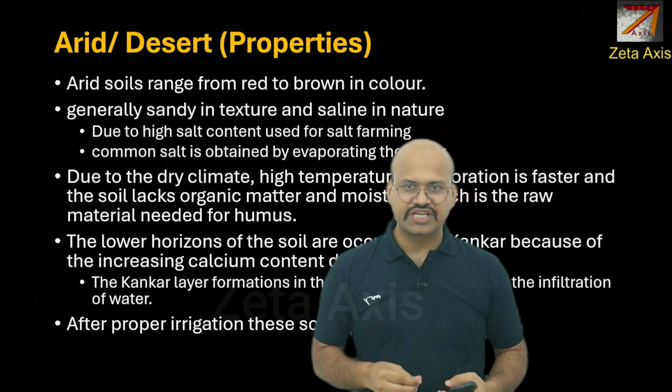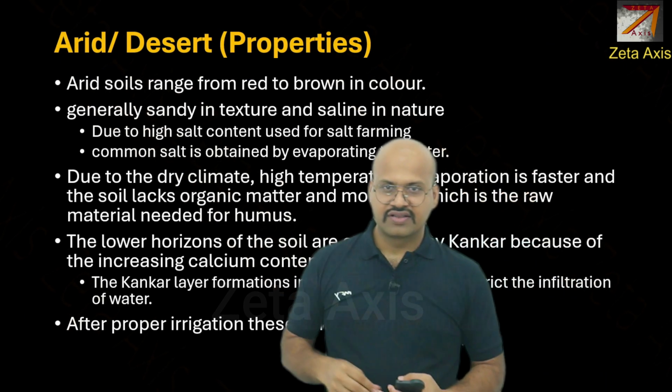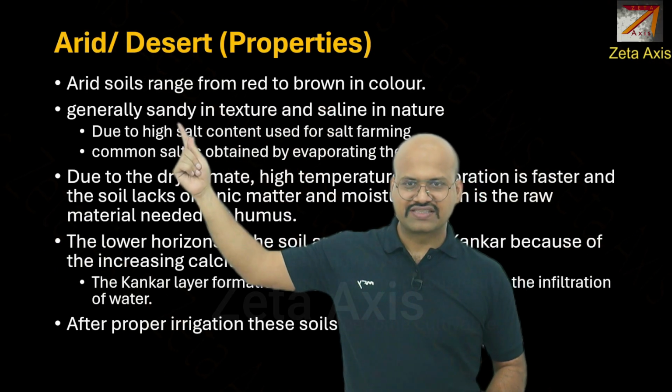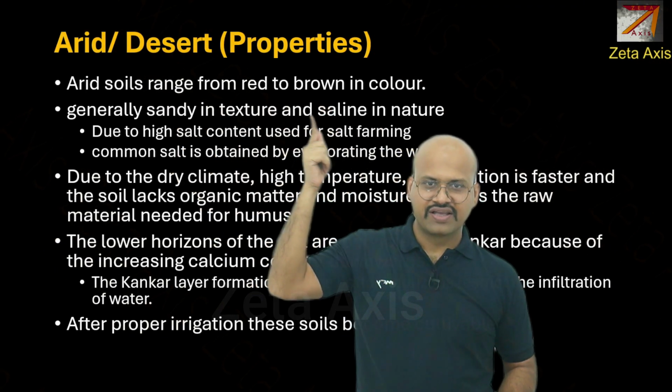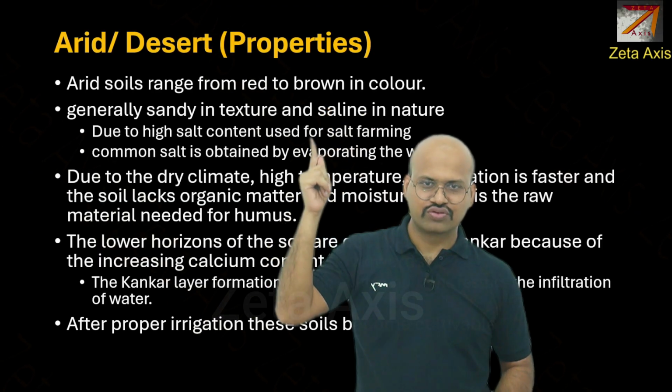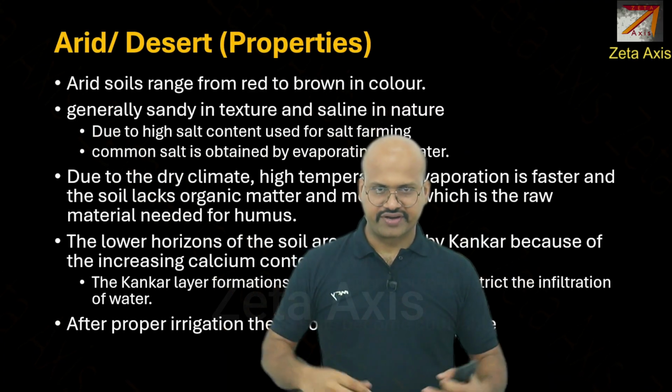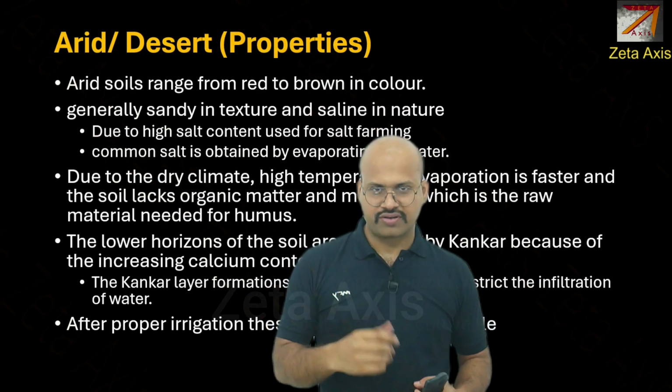So let's see the properties of arid desert soil. We have already seen most of them. It has a color from red to brown. It is generally sandy in texture and saline in nature. Remember, they have very high salinity, and that is why they are used for salt farming. Water is collected and then evaporated, which gives the salt.